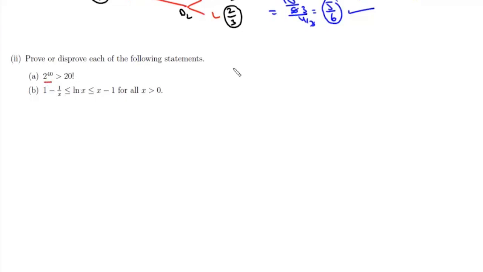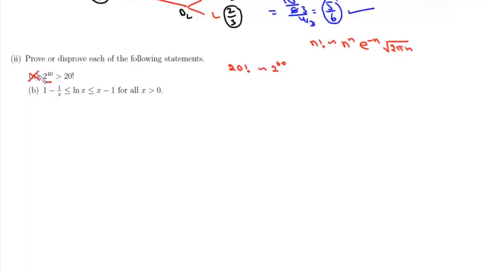Now for the second part A, we need to prove or disprove that 2 to the power 40 is greater than factorial 20. Now one way of doing it is using Stirling's formula. So we can show that factorial 20, which is factorial n, can be approximated by n to the power n, e to the power minus n, into under root of 2 pi n, and in this way factorial 20 can be approximated to 2 to the power 60, which is much greater than 2 to the power 40. That means this statement A has to be false.